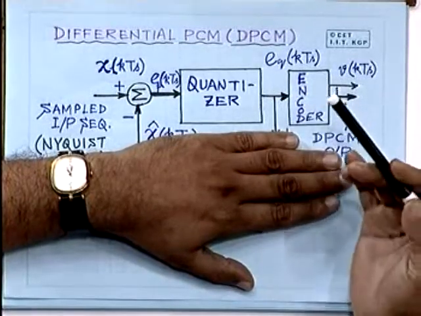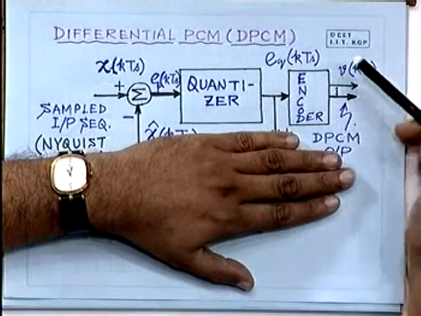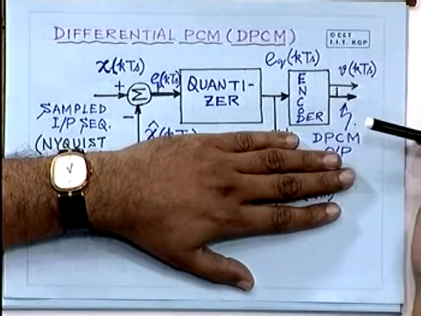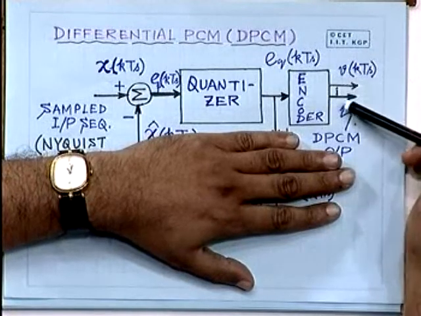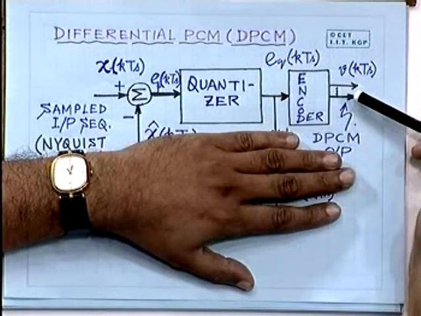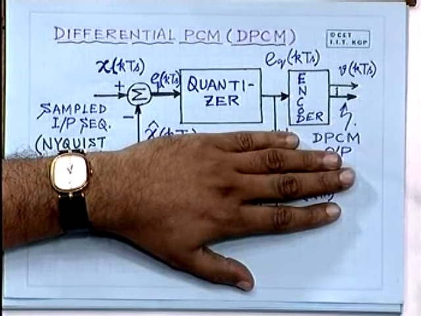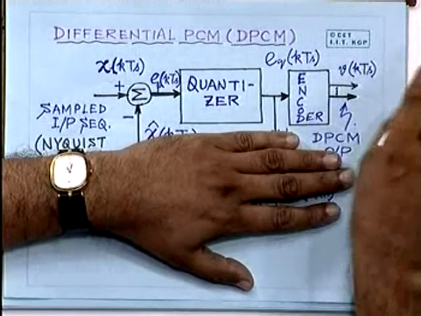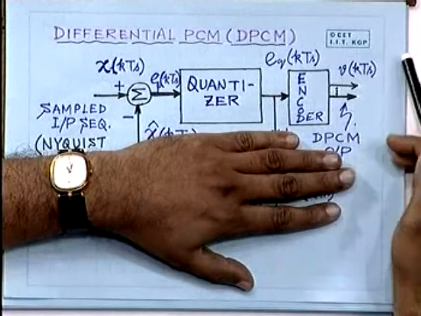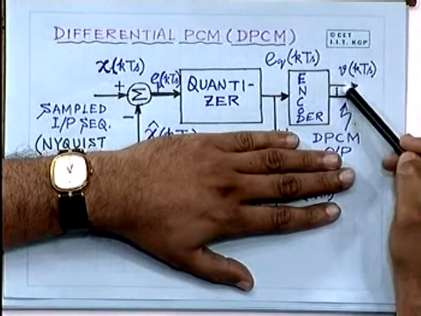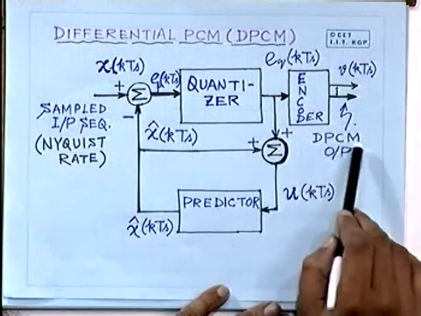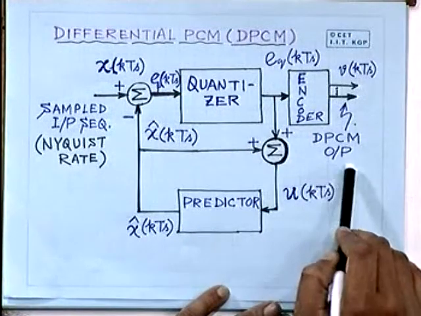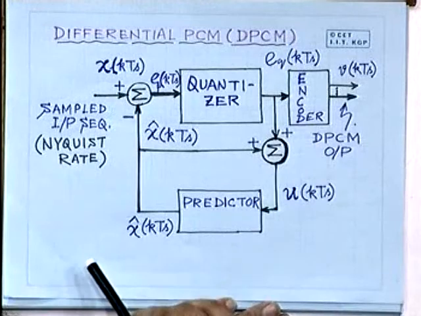I am considering a binary encoder for simplicity, and the encoder output may be in a serial form or in a parallel form. Just for a change, I am indicating them as a parallel output. You could as well put them in a serial form, it does not matter really, depending on how it is necessary in the next block. Anyway, I am calling this encoder output V of KTS. So, this is the DPCM coder output for the modulated signal.